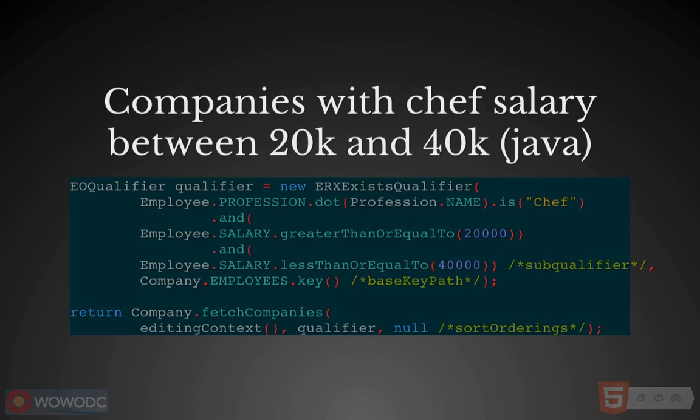It happens when your subqualifier is complex, when you've got multiple joins. In this case, we want to find companies with a chef who has a salary between $20,000 and $40,000. And this time, instead of using the foreign key of chef, I go all the way to the profession table and look for the string CHEF. So we're first jumping over the to-many to employees. But then from the employee perspective, I want to find profession name is chef, salary greater than 20 grand, salary also less than 40 grand, and go fetch.